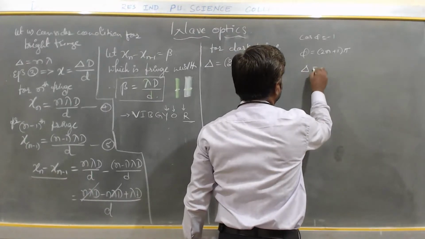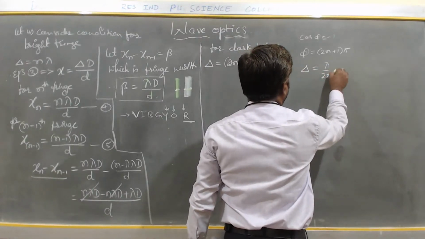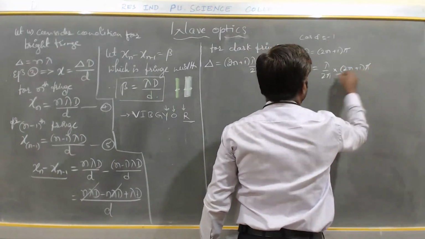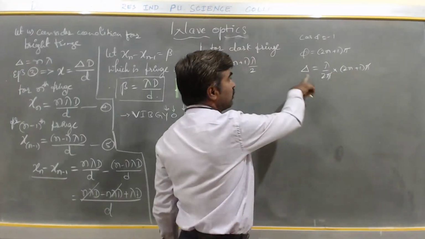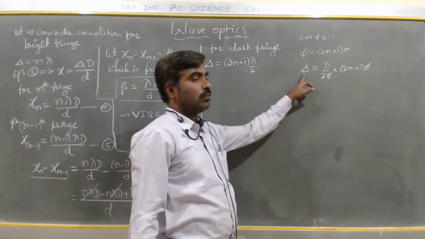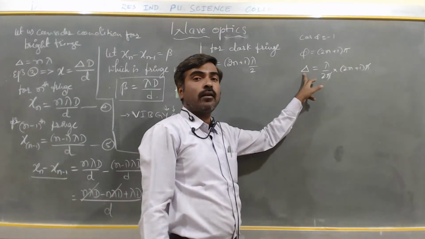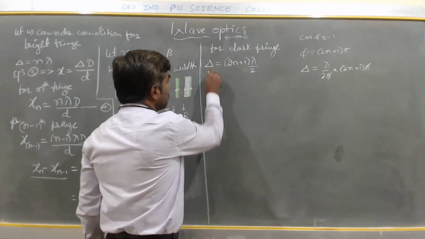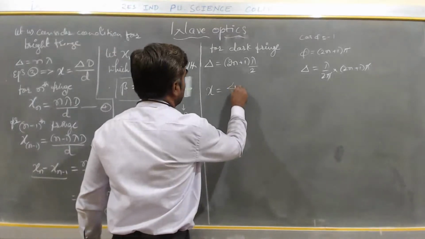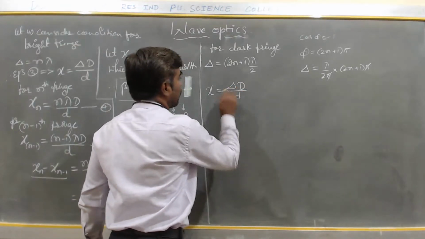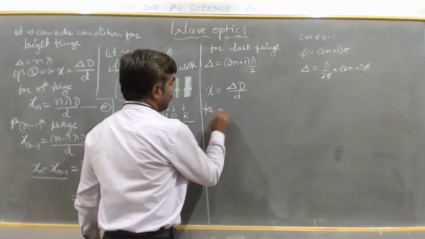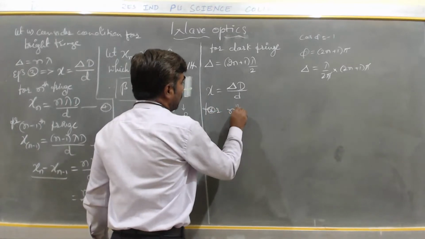Whereas in terms of path difference, when I write phase difference as (2n plus 1) into pi, so that pi and pi get cancelled. The path difference condition is (2n plus 1) lambda by 2. This is the condition for destructive interference, or to obtain dark fringe. So now with this condition, let x equal to delta capital D divided by d. Here we substitute the delta value for nth dark fringe.